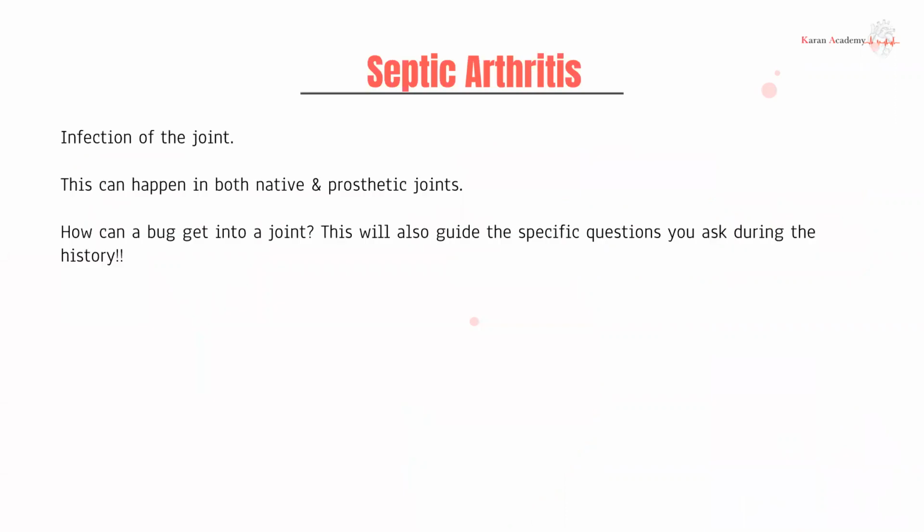So what is septic arthritis? As the name suggests, it's an infection of the joint itself. This can happen in both native and prosthetic joints. They tend to be quite common in prosthetic joints because of surgical complications. But the more prudent question is, how can a bug get into the joint? This will also determine what bugs we're dealing with, and then what specific questions you're going to ask during the history that are going to guide your choice of therapy for these patients.